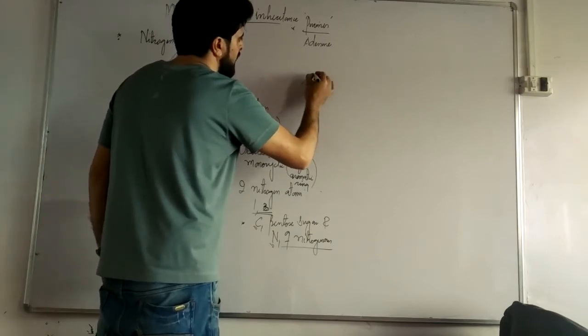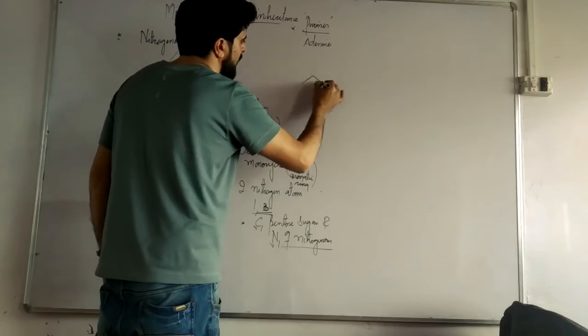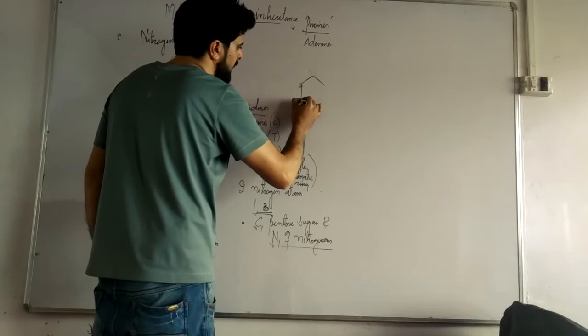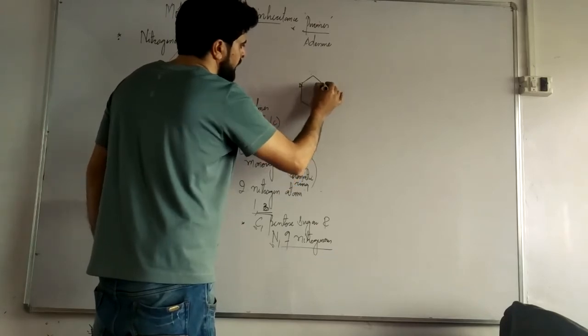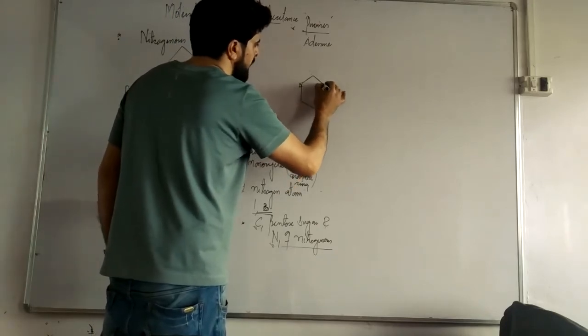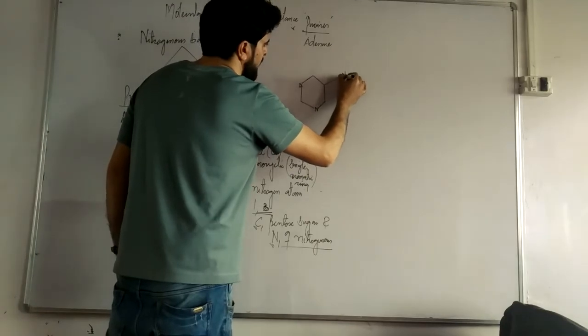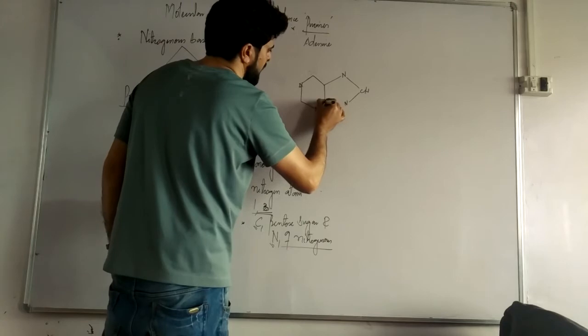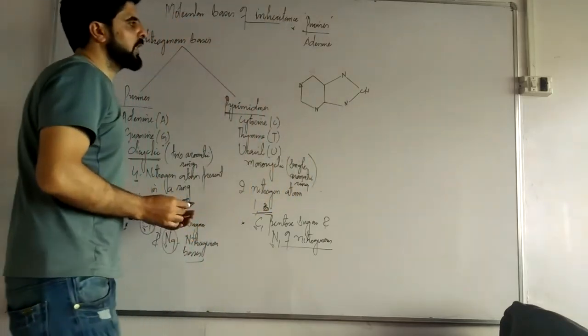See, for instance, this is a bond formed here. This is also an N. This is also N, like this. This is the N. Then we have CH, and we have N. So this is the purine I am making here.